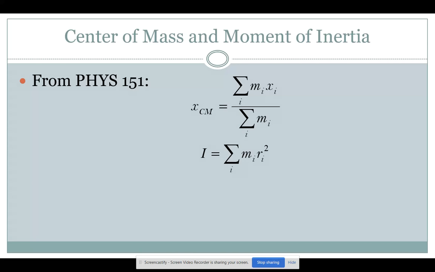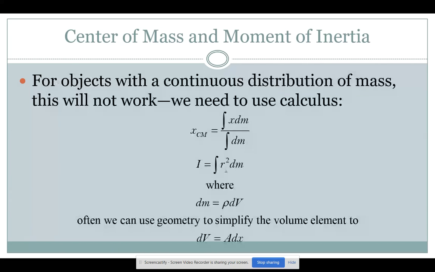But if we have a continuous object, like this, the continuous object has mass everywhere. You can't just add up each piece of mass, you have to integrate. And so those equations won't work for us if we're working with a real object. So we do the equivalent of adding for calculus. That is, when you have a continuous material, instead of having summation, it becomes integral.